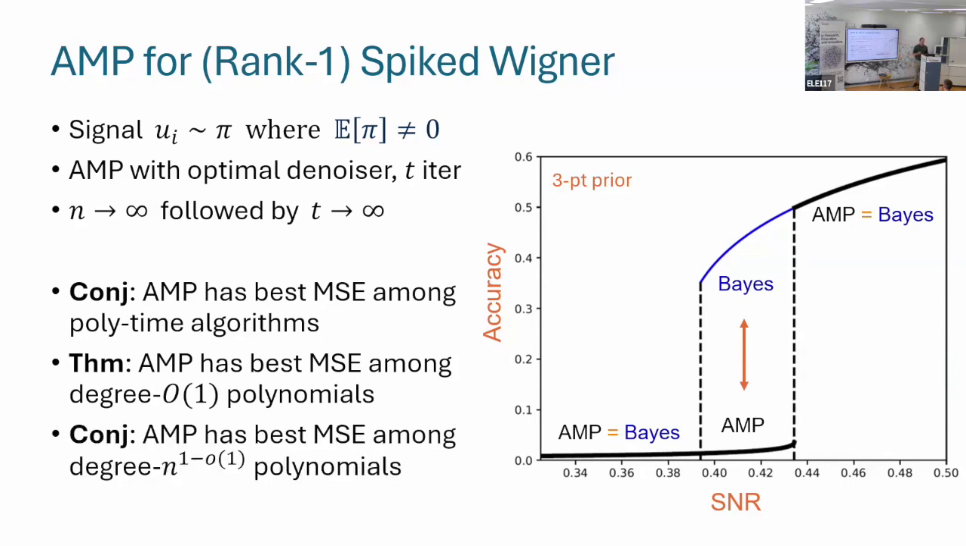But the constant degree is a limitation of the proof techniques. Really, I believe that AMP should be the best even among much higher degree polynomials, even when you go to degree almost n. Once you get to degree n, polynomials start to be able to capture brute force search, and you should jump up to here all of a sudden. This is what I believe should be true, but that part's not proven yet.